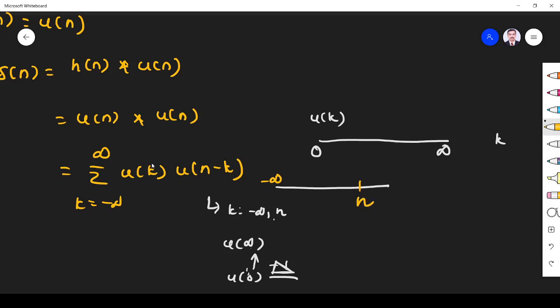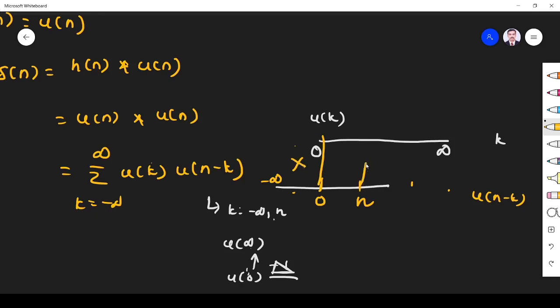So we know the range of u of k, and we know the range of u of n minus k. Next we have to multiply. When you multiply from minus infinity to 0, we will get the answer as 0, because from minus infinity to 0, u of n minus k has a value, but u of k is 0. So the multiplication will give 0.